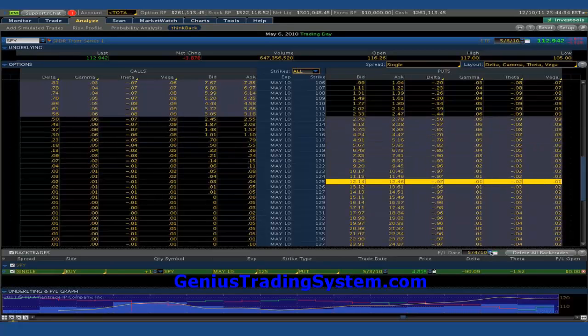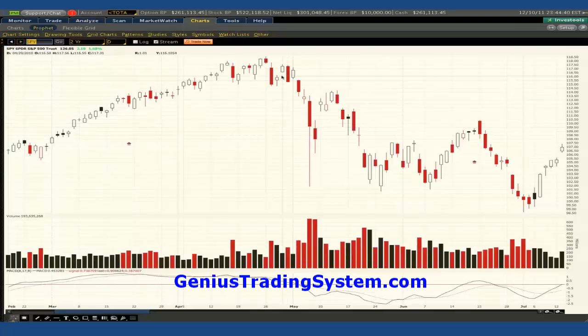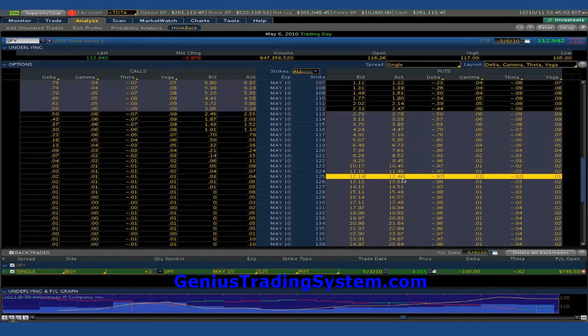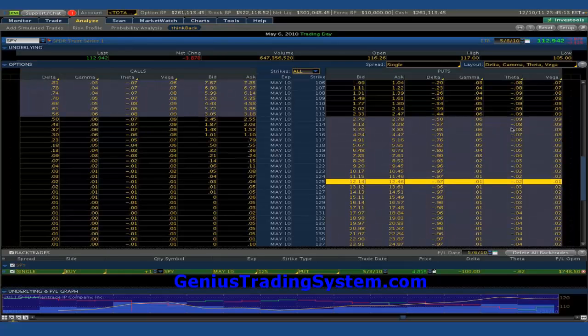So if we go to May 6th, we go back to our chart, even though the market declined significantly, we probably would have made much more money by selling our put option at a much lower price down into this area right here. However, because it's the end of the day, and ThinkBack does not allow us to sell in the middle of a trading day, we have to take the best price we can at the end of the day, but it still gives us a $748 profit. So we timed that correctly based on our assumption that volatility will increase.